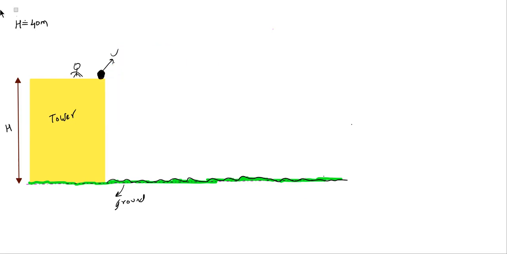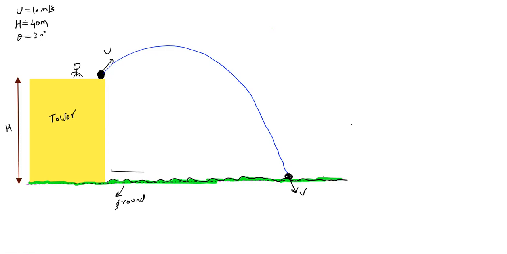We'll assume some data. It is projected with a speed of 10 meters per second. Let me choose some easier value. Theta, let it be 30 degrees. What is our basic discussion? The projectile is going to move in a parabolic path and will strike the ground somewhere at a distance. This particular distance we'll call the range on the ground.